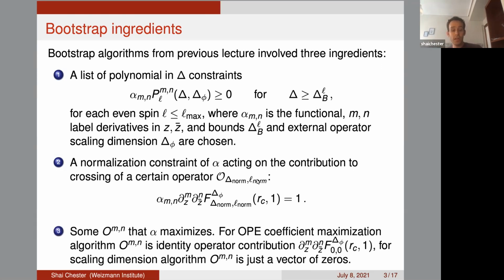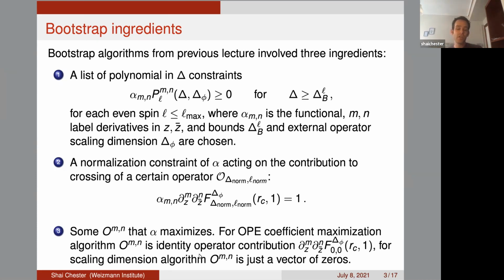And lastly, the third ingredient is some other operator. By operator, I mean the crossed block expanded in derivatives in Z and Z bar for that operator. So I'm using a shorthand. And so there's some other operator which alpha will be maximizing. So for instance, for the OPE coefficient maximization algorithm, the quantity which you're maximizing is the identity operator contribution. So in that case, you just have the crossed block expanded in derivatives in Z and Z bar for spin 0 and for scaling dimension equal to 0. That's what you get for the identity.